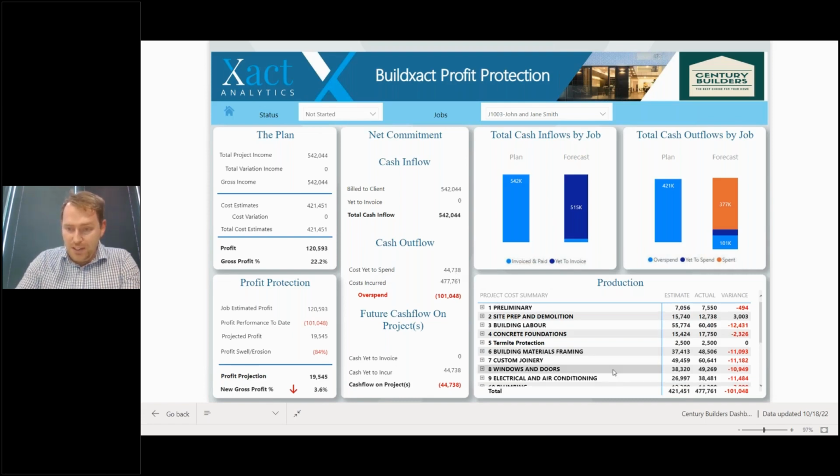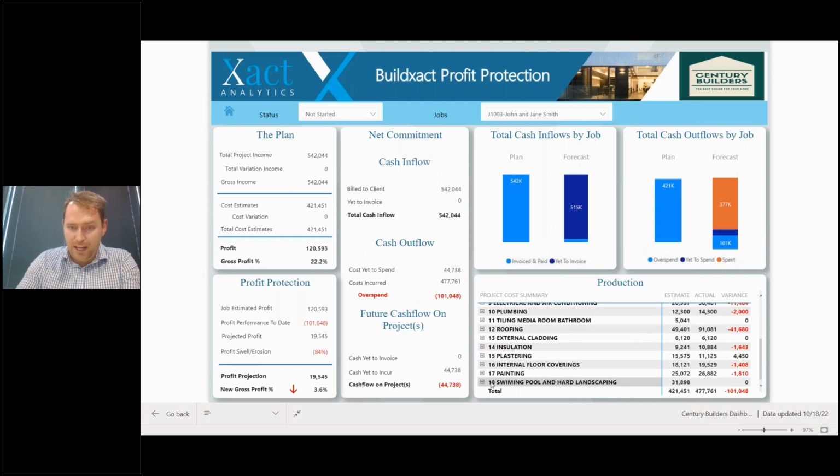And then when we come back here, the costs yet to spend, if those additional costs come in, in this example here, we have the swimming pool and hard landscaping, which hasn't been done yet. If the swimming pool and hard landscaping comes in at exactly 31,000, that number there won't get worse. Not good for cash flow, but that number there won't get worse because we're trying to pull the profit under the microscope. But if it comes in at 32, that's going to get $1,000 worse, and that's the bit that I care about and that builders should care about the most.